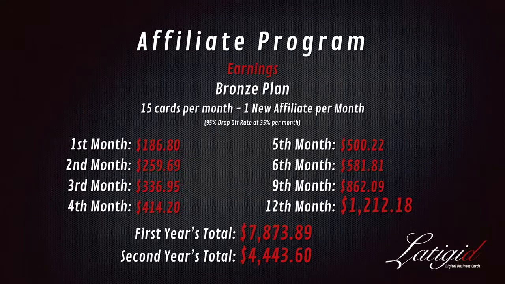And then the second year, I continue to do this, 15 cards per month, one new affiliate per month, and again, continually, 95% of all my affiliates don't succeed. They fall off. If I continue to do that, though, in my second year, instead of $4,500, I'll make $24,464.27. So that number is amazing, how fast that starts to grow. And of course, the third year, it's going to go even higher than that. It continues to grow at an exponential rate. So that's the bronze plan.